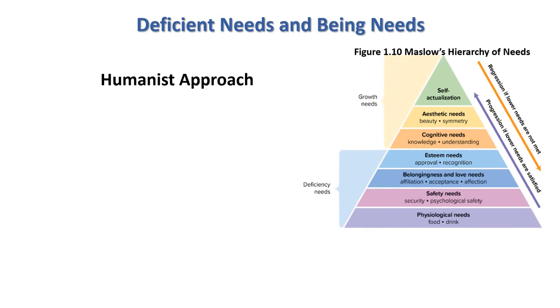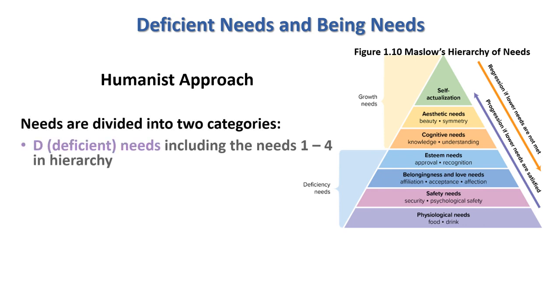So an interesting focus point when looking at this model is the difference between deficiency needs and growth needs. Maslow divided these into two different categories, and deficiency needs, or D needs, includes levels 1 to 4. So basically the ones that are shaded light blue. So this is your physiological, your safety needs, your needs for belonging and love. Interesting research there by Harry Harlow with his monkeys, and we'll talk about that later.